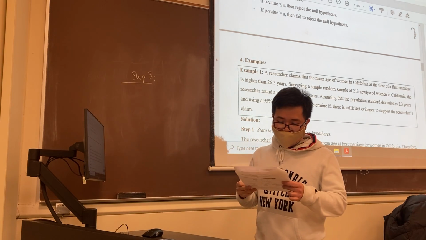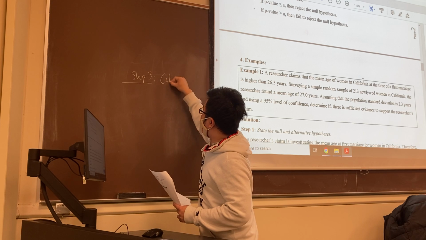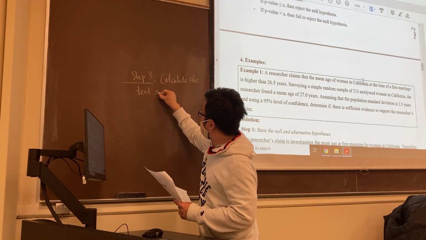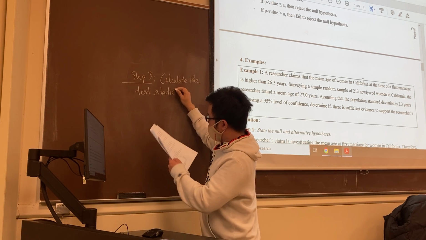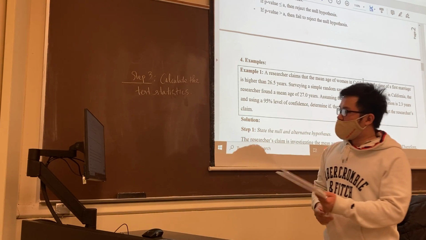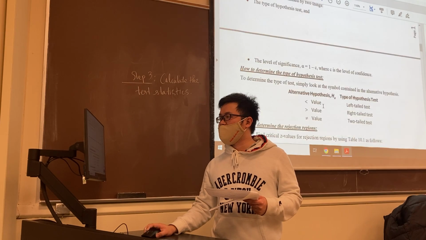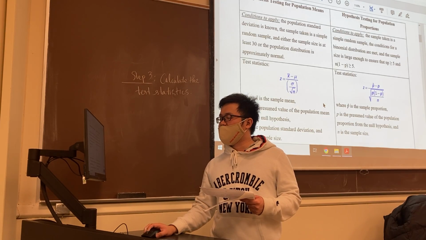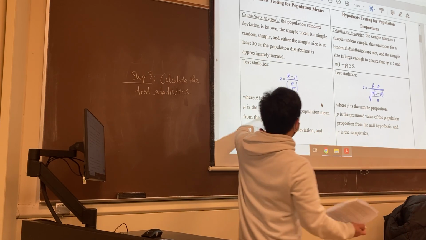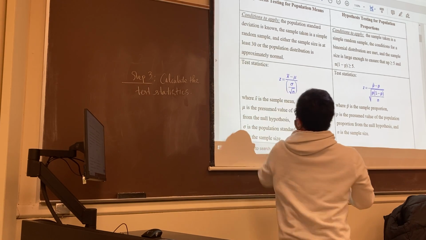We move on to step 3. Step 3, we need to calculate the test statistic. To do this, you need to look at the table in section 2. Because the question is about the population mean, the test statistic is calculated by this formula. So we use this formula here.